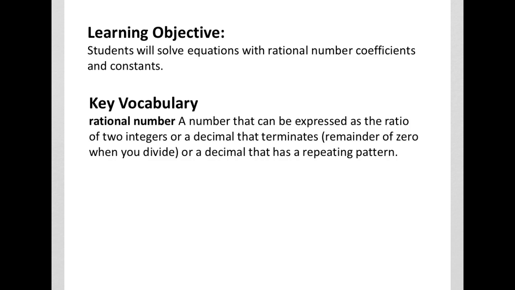Anyway, let's take a look at our learning objective for this particular lesson. Students will solve equations with rational numbers, coefficients, and constants. First of all, we're just going to look at fractions and not decimals in this first one. Key vocabulary again is rational numbers: a number that can be expressed as a ratio of two integers, or a decimal that terminates, which means it has a remainder of 0 when you divide, or a decimal that has a repeating pattern. You want to definitely keep that in mind as we work through.